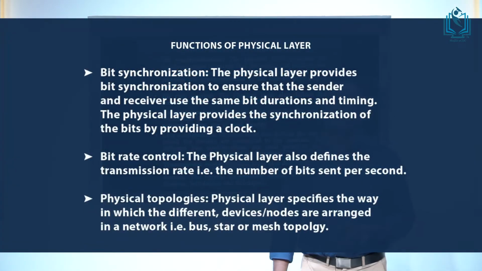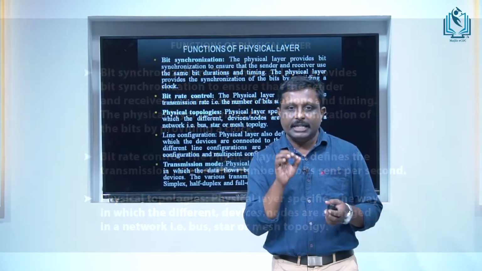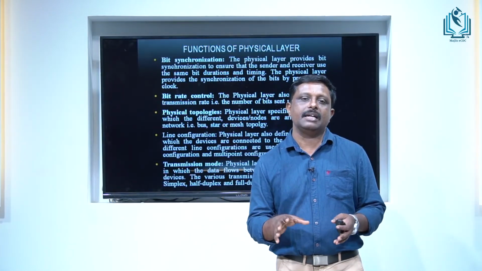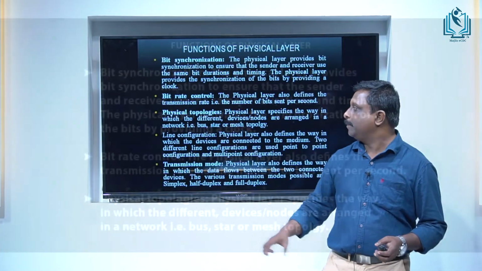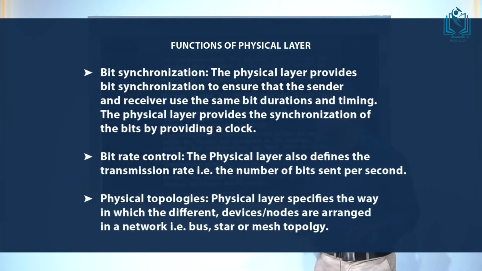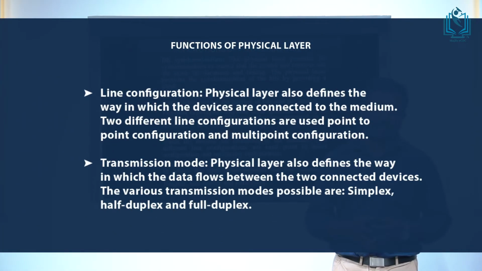Next, physical topology. Physical topology means the logical arrangement of devices in the network. Next, line configuration. Two types of line configurations are there. One is peer-to-peer configuration and the other is client-server configuration.